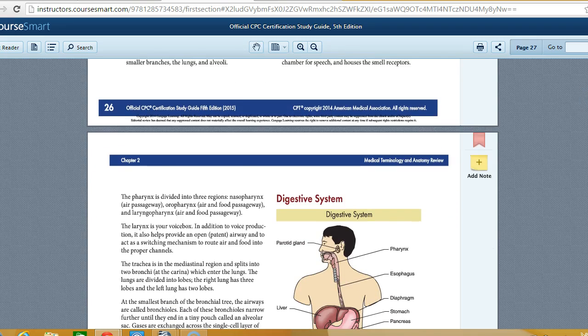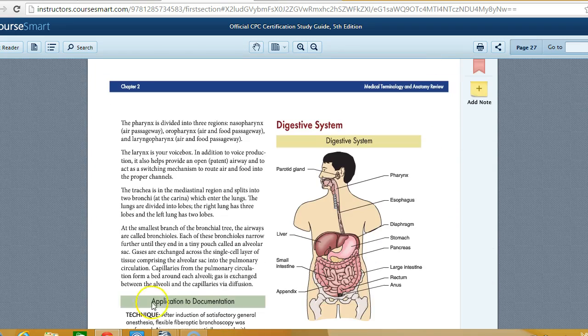Okay? So make sure you have your pharynx. It's divided into three regions: the nasopharynx, the air passages; the oropharynx, the food and air passages; and the laryngopharynx, air and food passage. Then you have your larynx, your voice box. Your trachea is your breathing tube. And then, of course, you have the smaller branches of the bronchial tree and airways called your bronchioles.